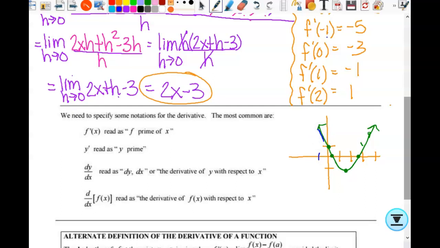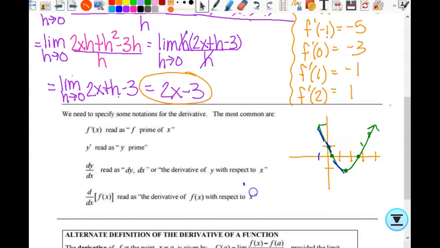When x is 0, the slope is -3. When x is 1, the slope is... I'm trying to get it on the other side of it, but on this board, my pen does not like me. Okay, so do you see how this is -5, then -3, then -1? You see how the slopes are decreasing? It's kind of what I wanted you to see there.